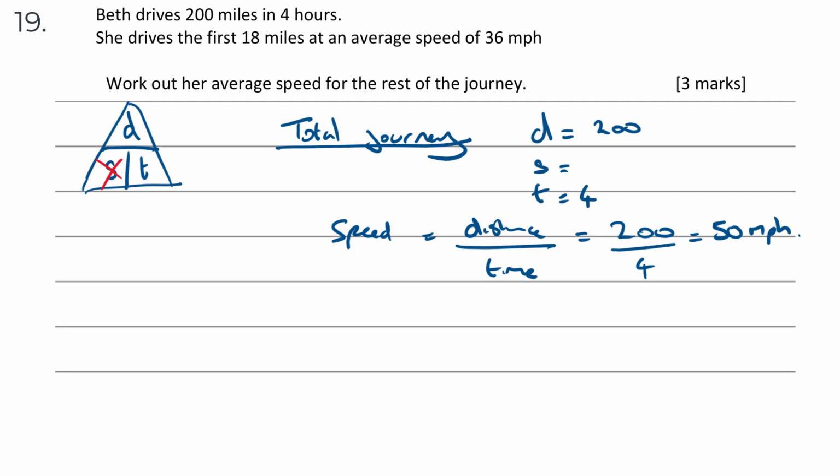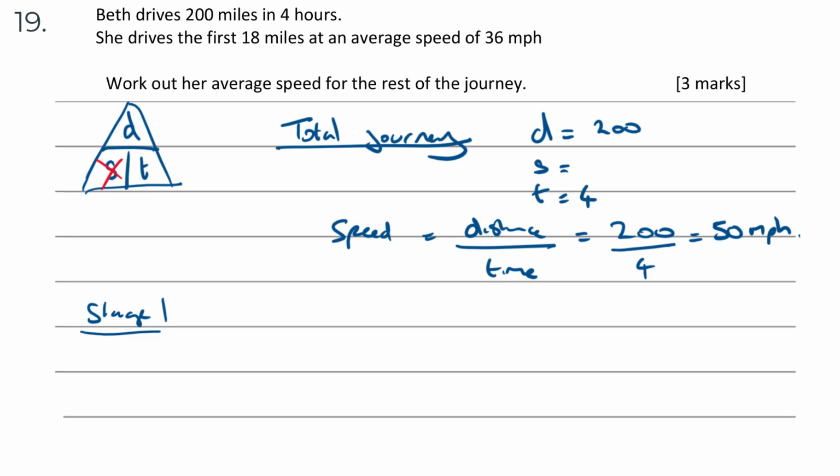It says she drives the first 18 miles at an average speed of 36. So I'm going to write this. This is stage 1 of the journey. It's a 2-stage journey, isn't it? And in the first section, we know D and we know S, but we don't know T. So let's find T. We know that the distance is 18. We know that the speed is 36. So what we want to find is time.